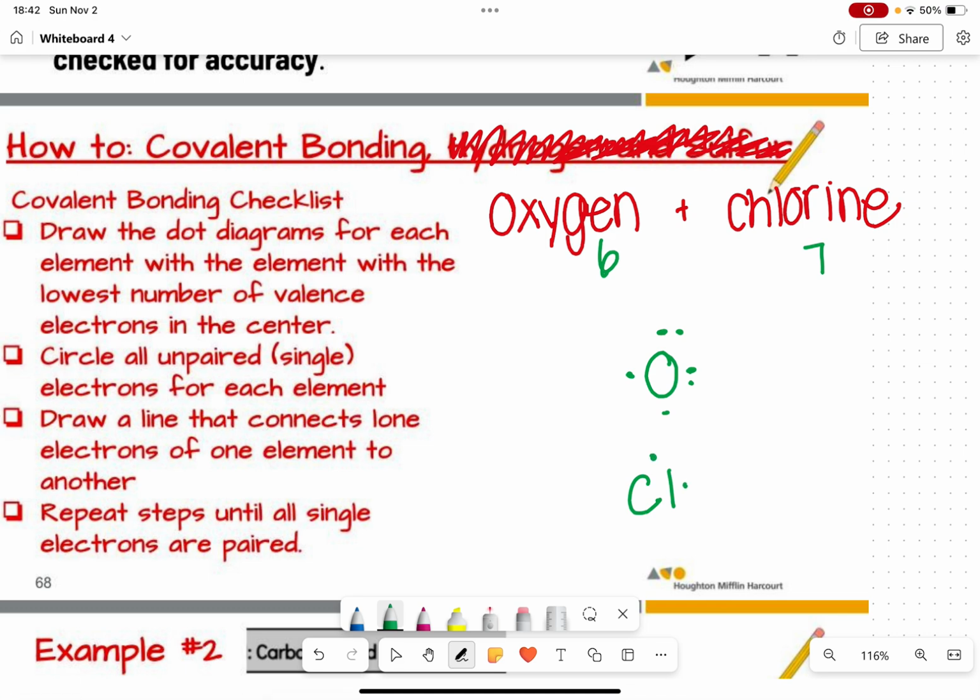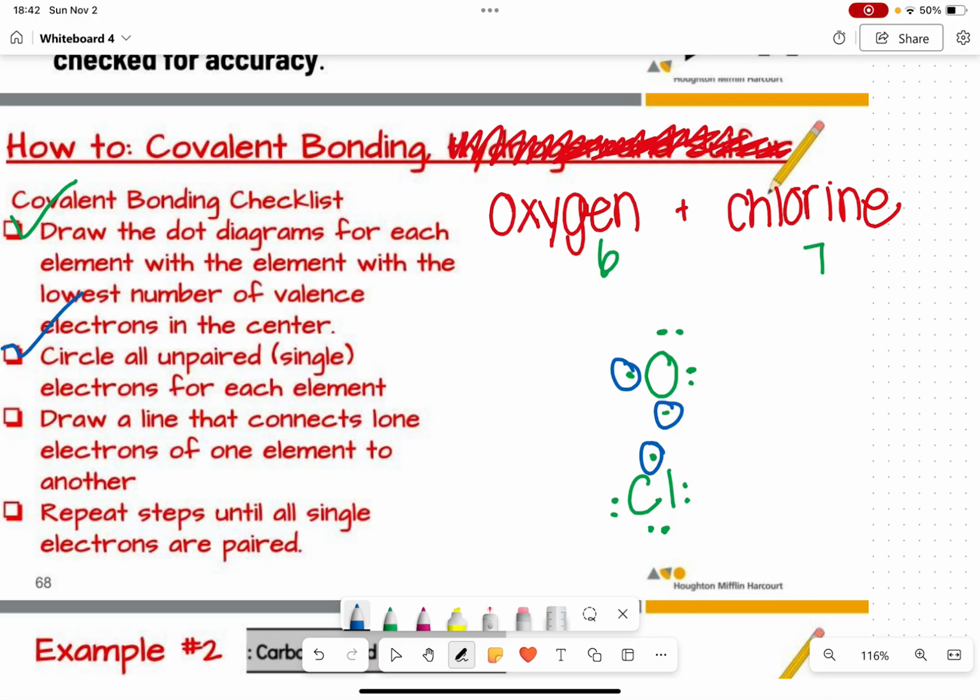So 1, 2, 3, 4. I'm going to start pairing them up away from the center. 5, 6, 7. So I just have easy access on pairing them. Then I'm going to circle all unpaired valence electrons, so all single electrons. And so oxygen has 2, and chlorine has 1. So I did that.